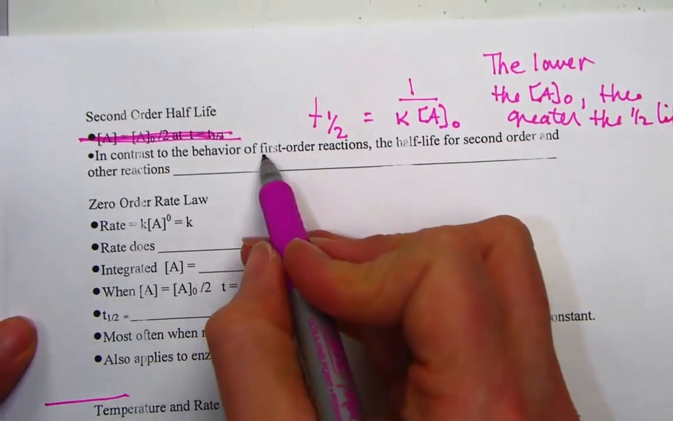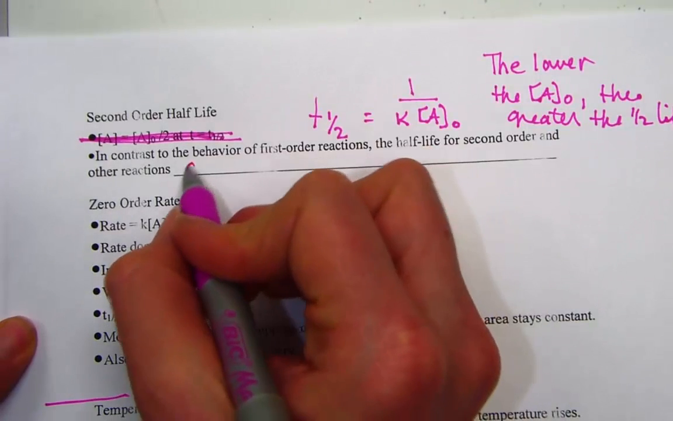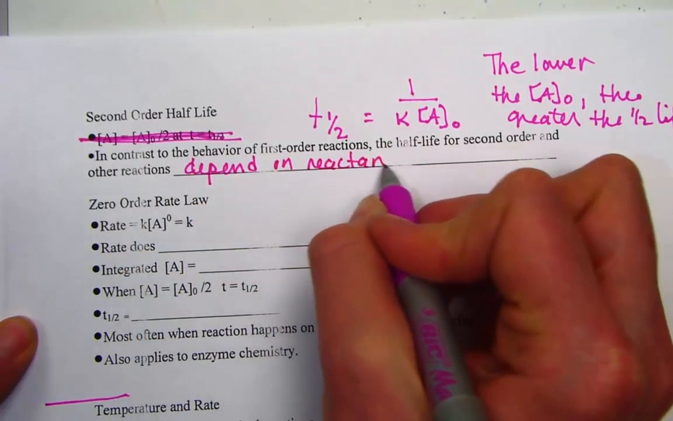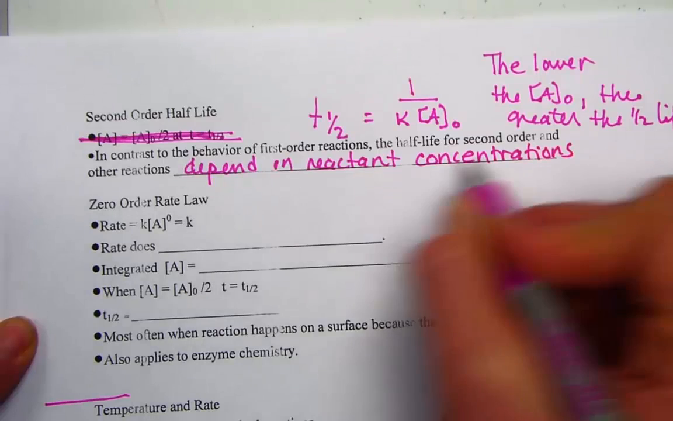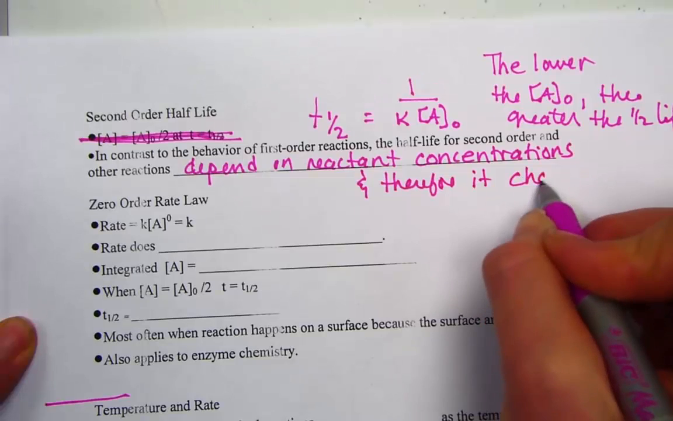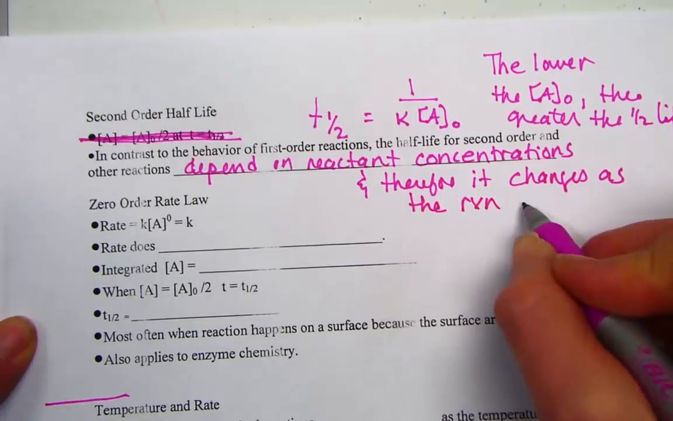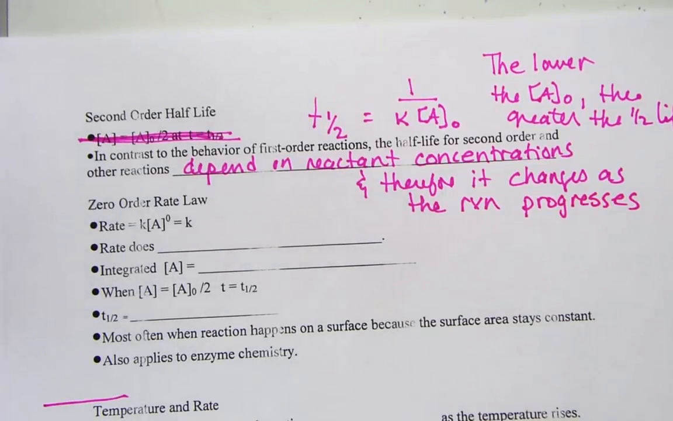In contrast to behavior of first order reactions, the half-life for second order and other reactions depend on reactant concentrations, and therefore it changes as the reaction proceeds. It's going to slow down. So therefore, it's a different value each time, whereas in the first order, it was a constant.